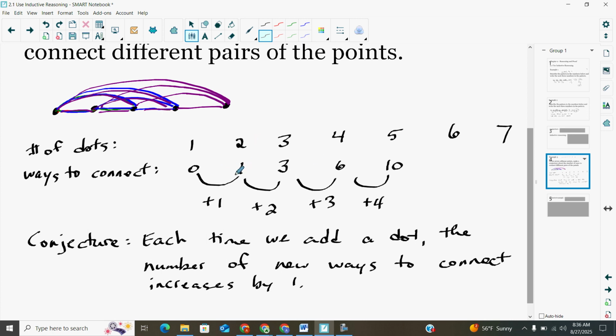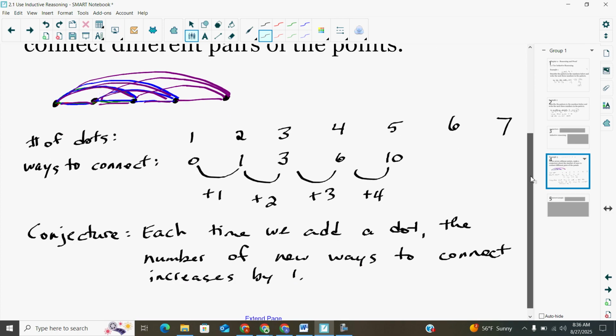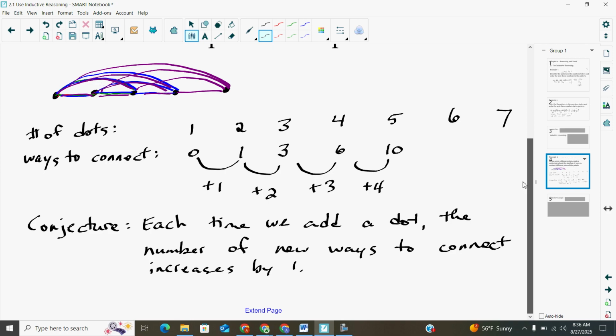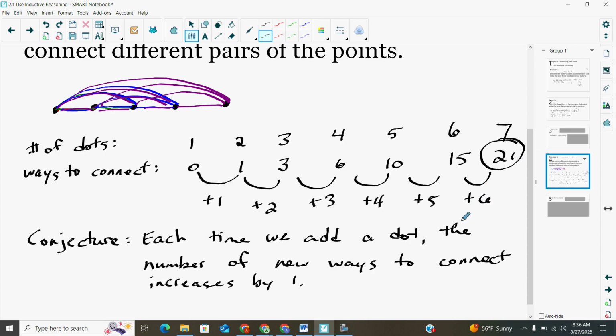So with 2 dots, I increased the number of ways to connect by 1. With 3 dots, the ways to connect, well, I only had 1 way. Now I have 2 new ways. Now I have 3 new ways. Now I have 4 new ways. So that's our conjecture. Remember, conjecture is unproven. We don't need to prove that in any way. But based on these observations, it sure seems as though this is correct. Then we can use that conjecture. If this continues, this would be 15 and this would be 21. 21 ways with 7 dots.